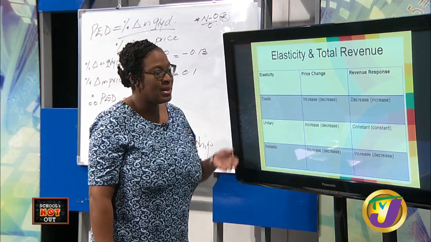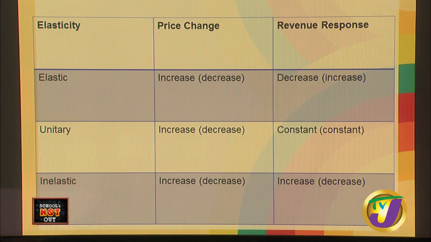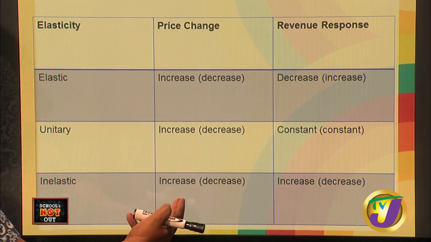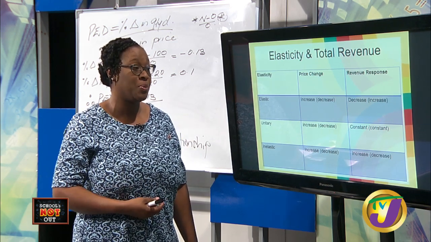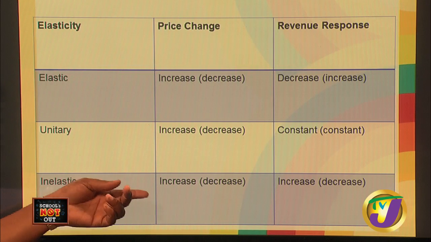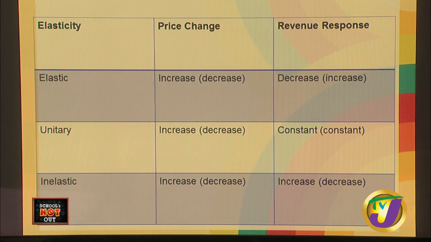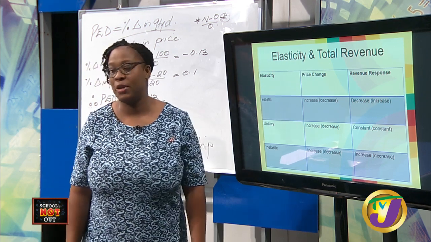If your good is unitary, then any increase or decrease, you will have a constant revenue response. So there would be nothing significant on your revenue. If your good is inelastic, meaning that consumers are not highly sensitive or responsive to a change in price, then it is best for you to increase your price in order to increase your revenue. It sounds unfair, but the fact of the matter is, businesses, they are profit organizations. They want to make a profit. Of course, once there are laws to regulate exploitation and so on, but if the good is a necessity good, consumers are going to buy it. And remember what the definition of demand is, that you are willing and able to purchase the good or service at that given price for that given time period.